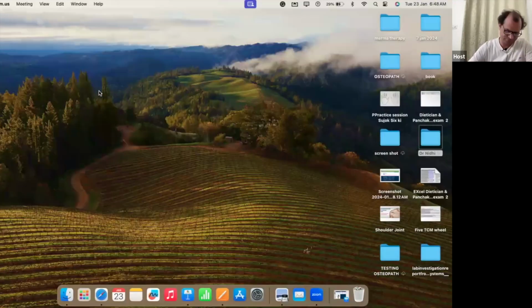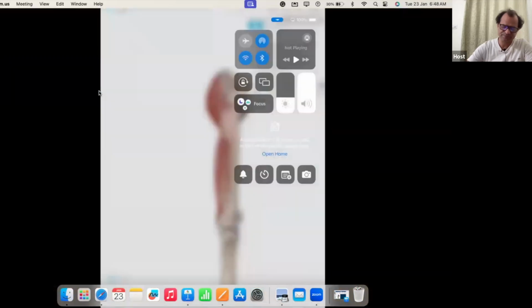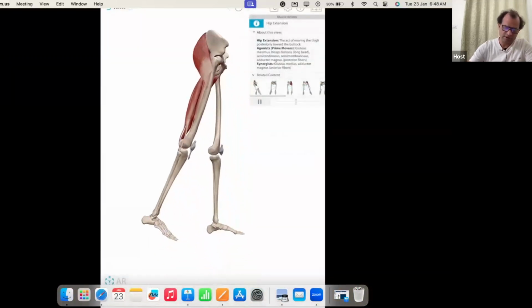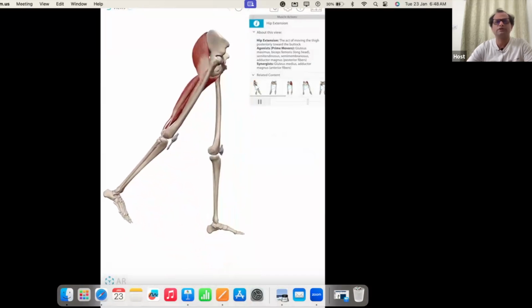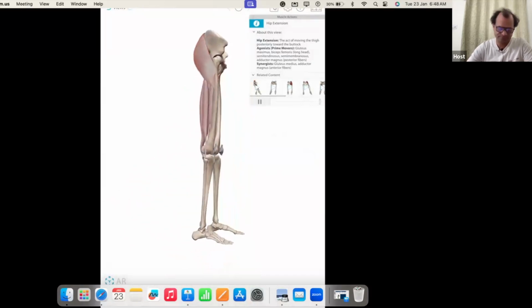So what is the meaning of hip extension? Let's see this image. Now I am bringing my leg to the back side. See, when we are doing this movement, this is called hip extension.